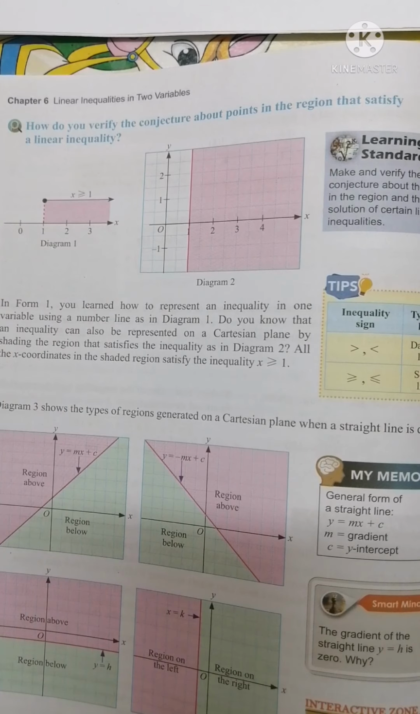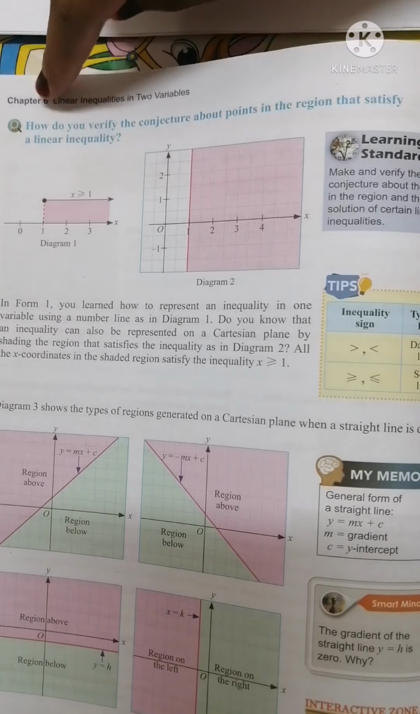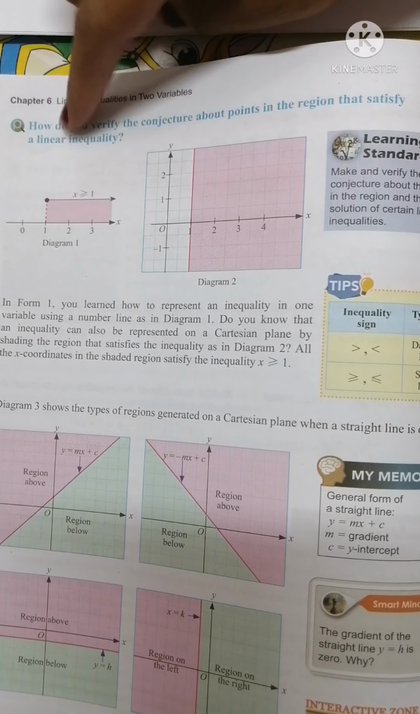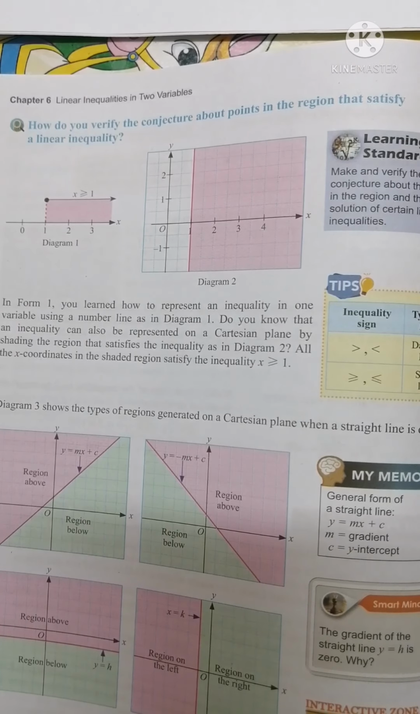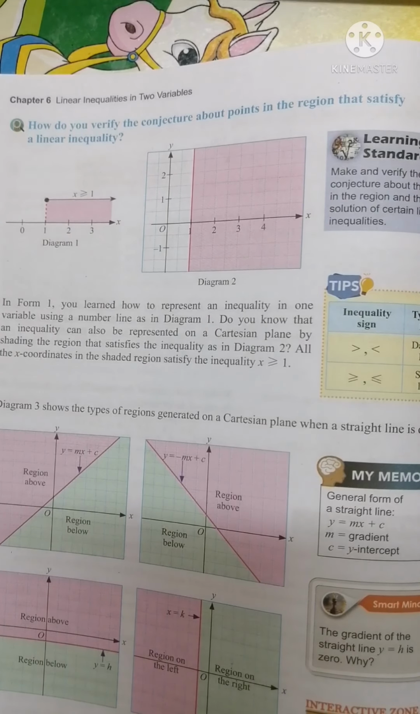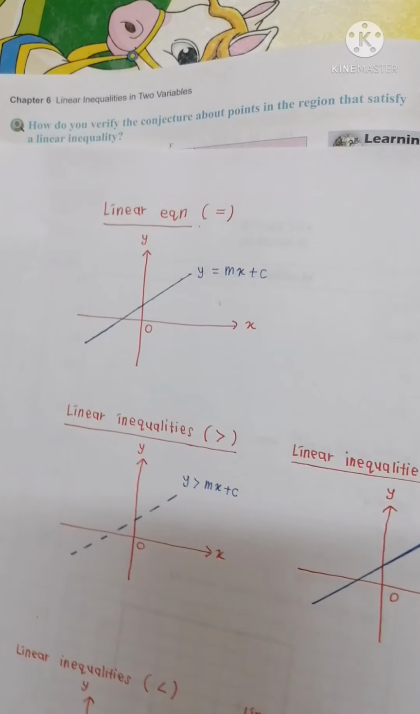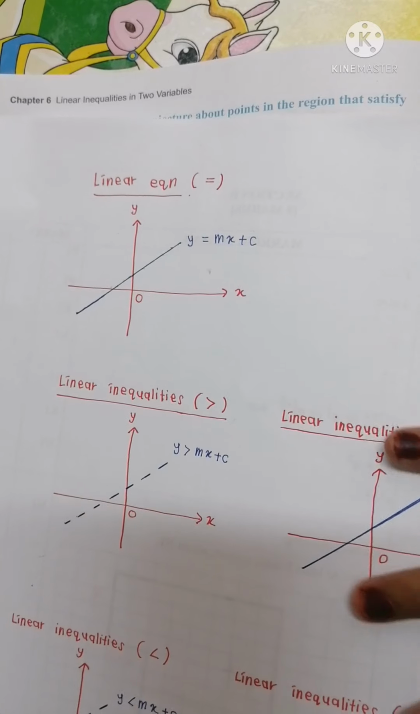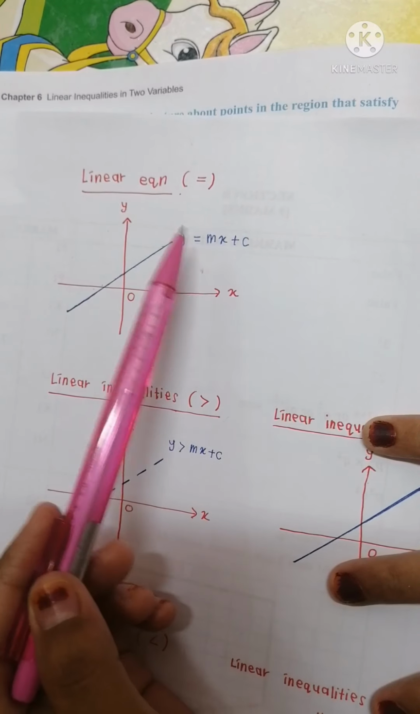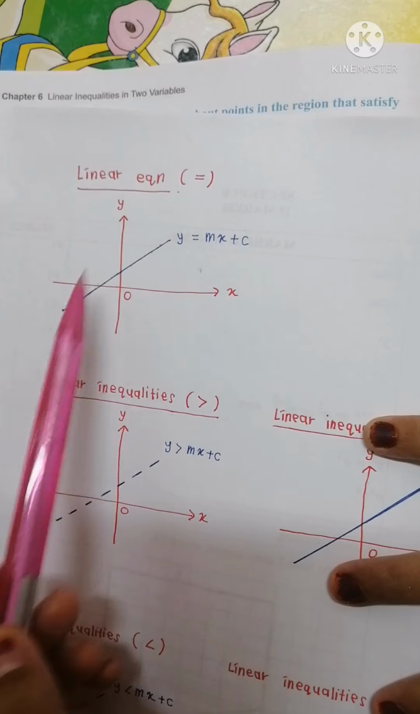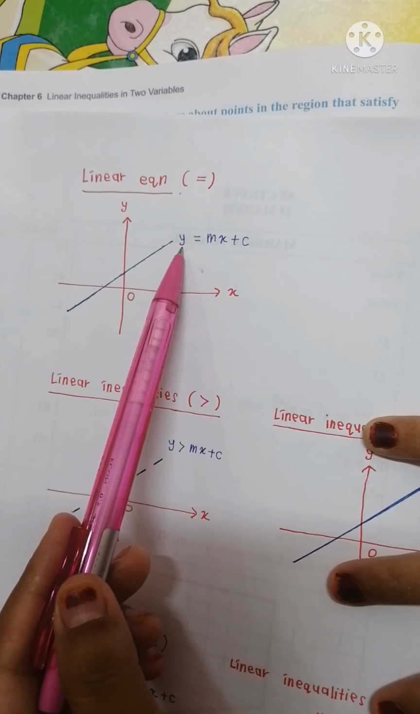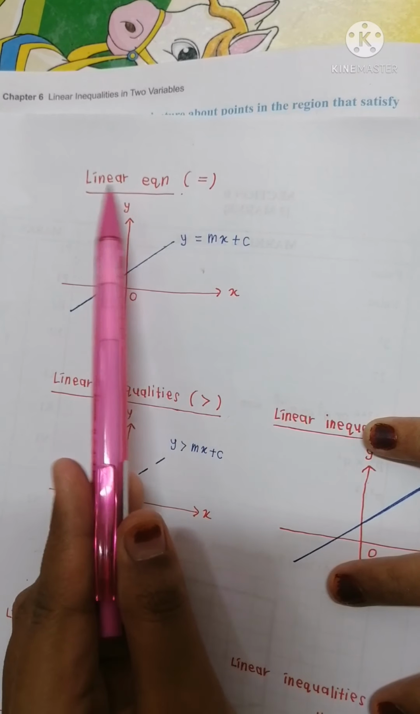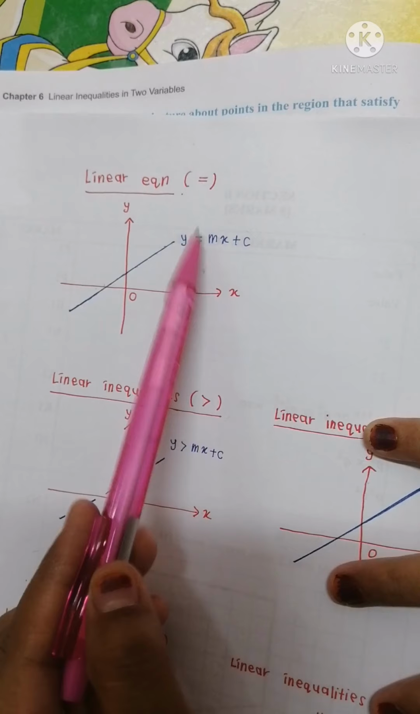Okay class, let's proceed with our second learning objective, which is how to verify the conjecture about points in the region that satisfy a linear inequality. Before we proceed, let's recall your previous lesson in Form 1. The general form of a linear equation or straight line is y equal to mx plus c. The only symbol for a linear equation is equal.